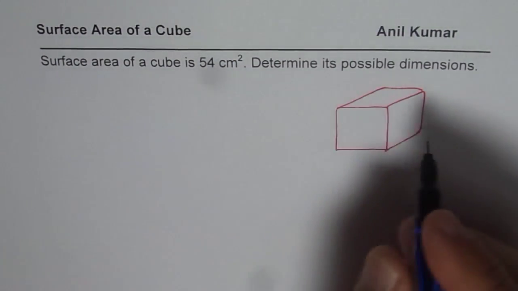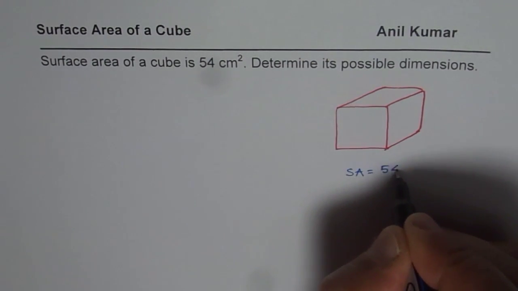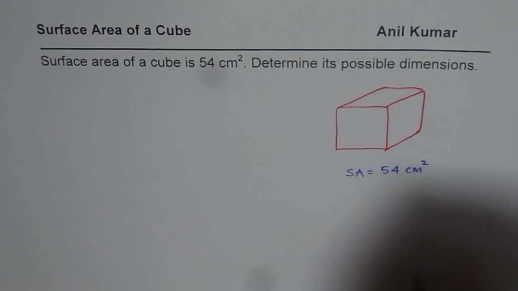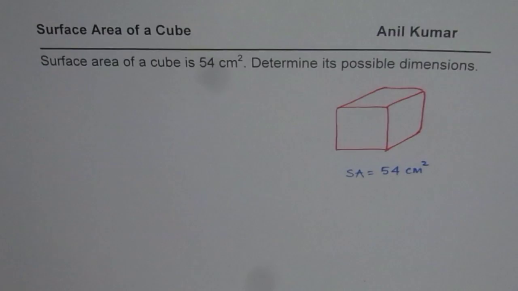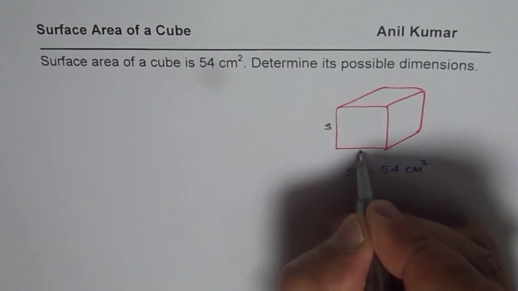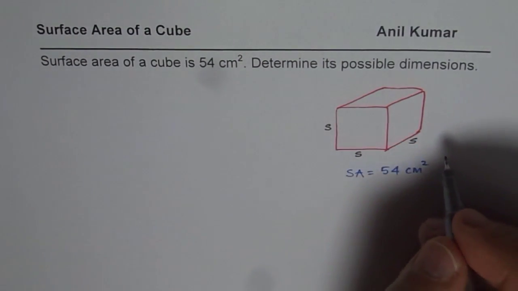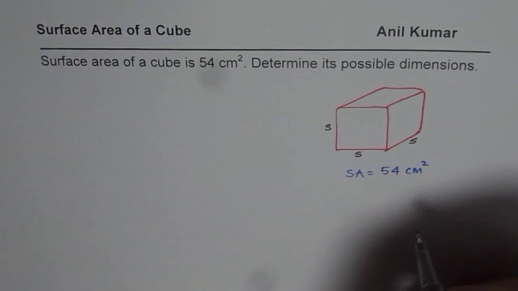We know the surface area for this cube is 54 centimeters square. We need to find its dimensions. So let us say that the sides are s units each, right? So that means these are all s units. It has to be in centimeters, of course, right?